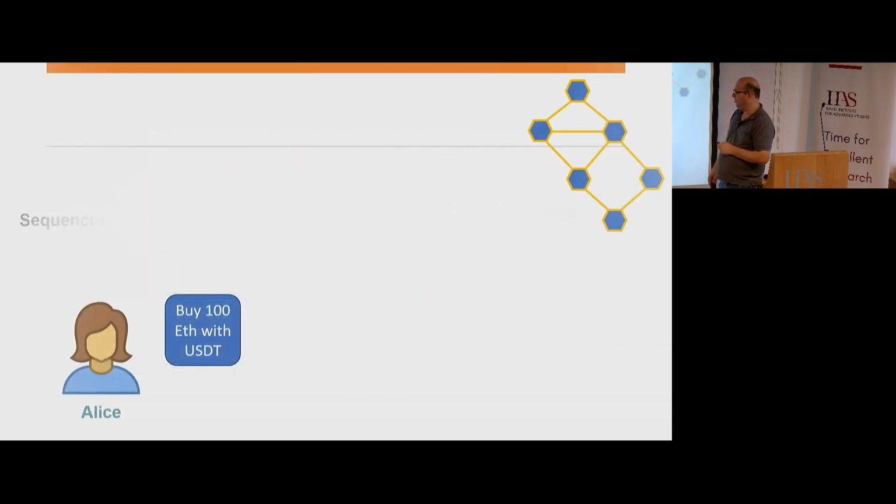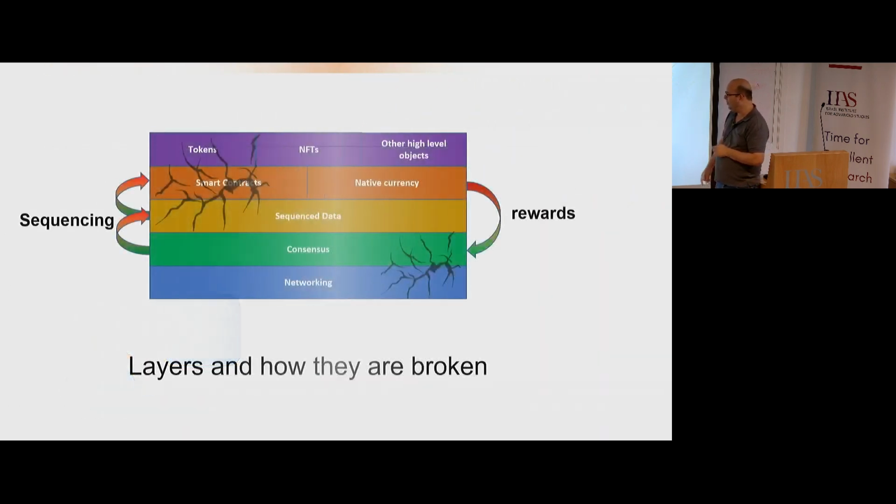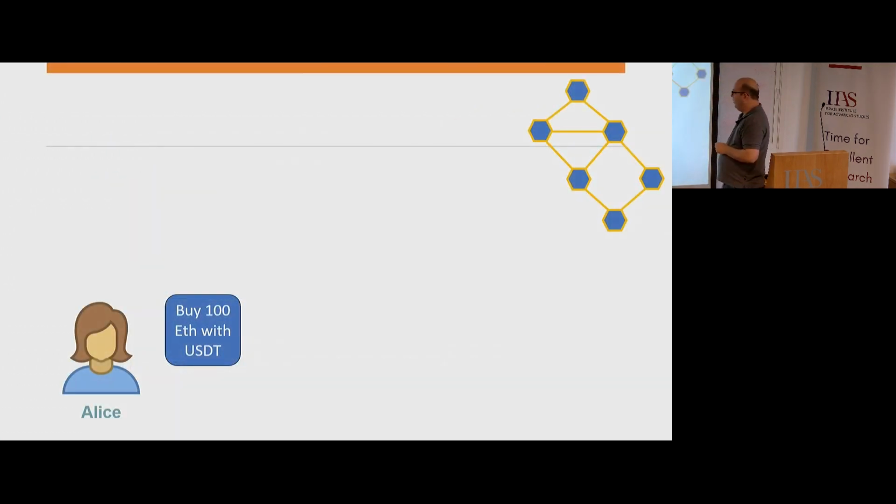I'm going to skip this. This is our image of why this is happening. So miners can manipulate the order of transactions. If you remember, I'm going to show you how they use this to attack these systems. So let's imagine Alice is interacting with the smart contract, and she wants to buy 100 Ether with the USDT.